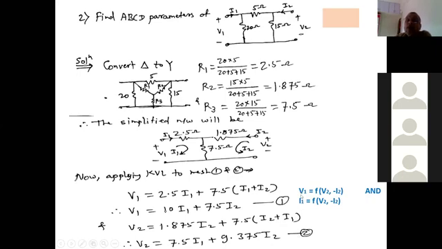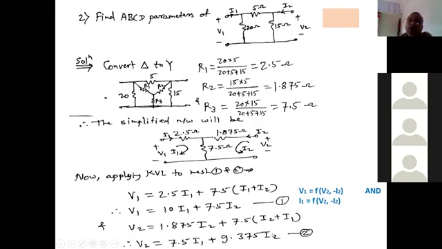Now what is the standard form of equations of ABCD parameters? These are the two. That is I1 is equal to a function of V2 and minus I2. That means we want the equation in terms of I1, V2 and I2. If you observe the second equation, it is in the form of V2, I1 and I2. So you can rearrange equation 2 so that the I1 term is on one side and I2 and V2 terms are on another side, so that you get equation number 2 in the form of this equation.